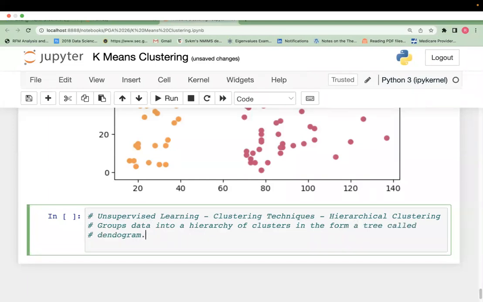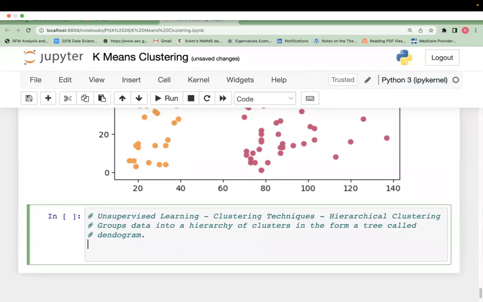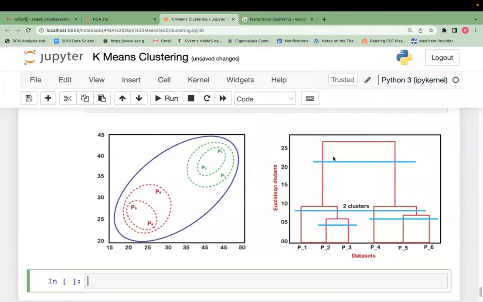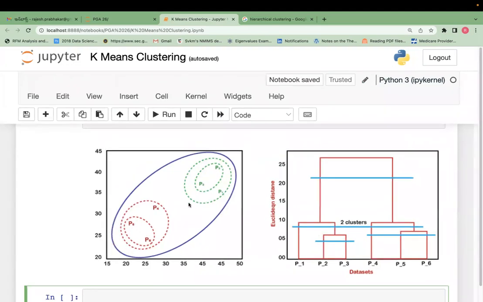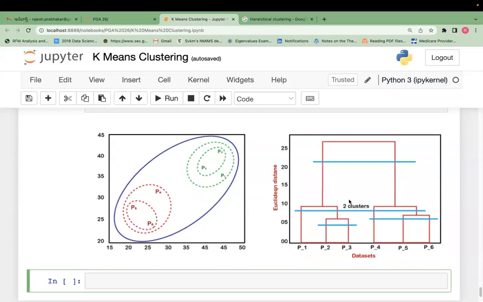So dendrogram is the output. A tree-like model, which groups data into hierarchical clusters in a tree form. We call it a dendrogram. So these are the clusters. This is a tree-shaped diagram, which is the output of the clustering process. This one is called the dendrogram. K-means will cluster it like this, but hierarchical clustering will do clustering in the form of a tree-based model called dendrogram. Another thing you need to understand in hierarchical clustering is the linkages.